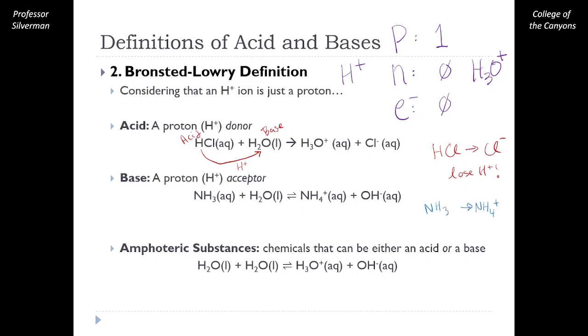In our second example, NH3 ammonia is turning into NH4 plus ammonium. In order to do so, it has to gain or accept that H plus.